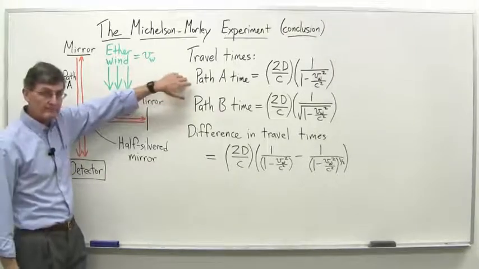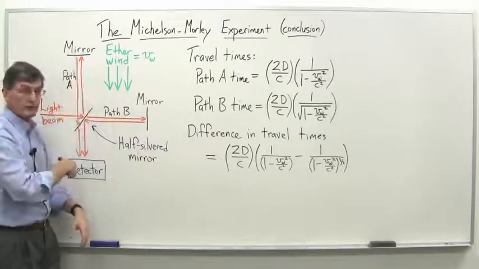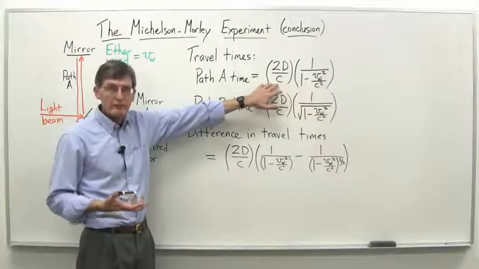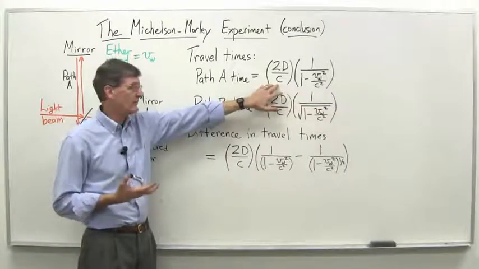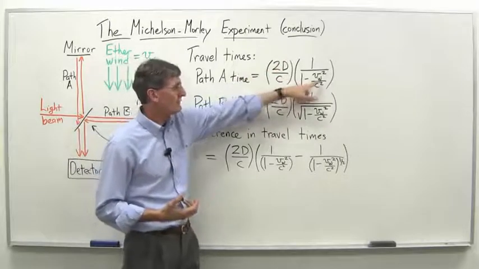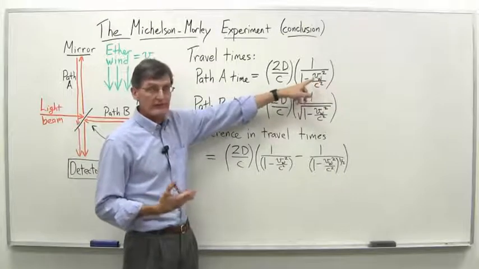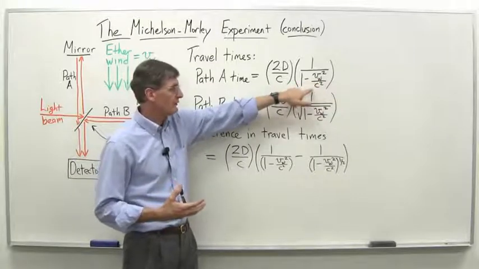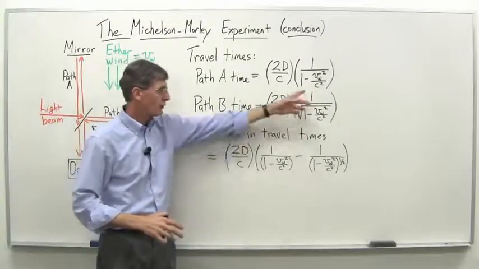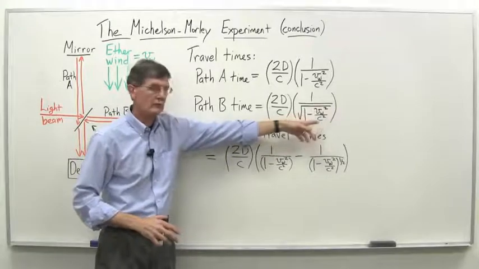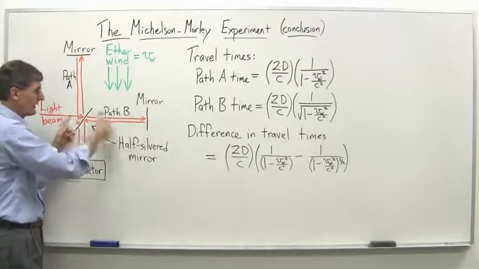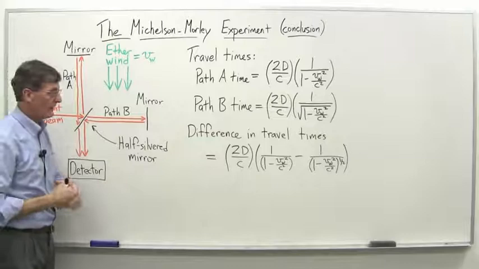So the path A time, which is the tailwind, headwind example, remember it was 2D over v sub plane, but here the light is taking the place of the plane. So we have 2D over c, the speed of light, times 1 over 1 minus v_w squared, the velocity of the ether wind, and we'll figure out what that might be in a second, divided by c squared. And then the path B time, which is the crosswind time, is 2D over c times 1 over the square root of 1 minus v_w squared over c squared, where D here is the distance to the mirrors, from the half-silvered mirror to that mirror, and that one as well.